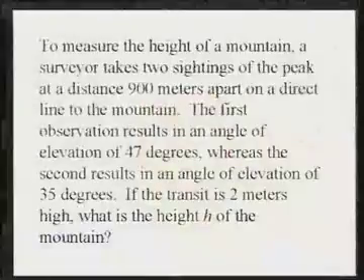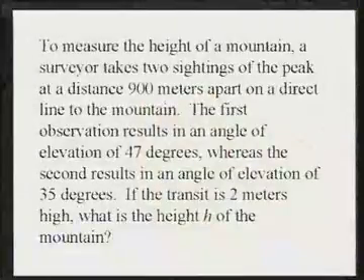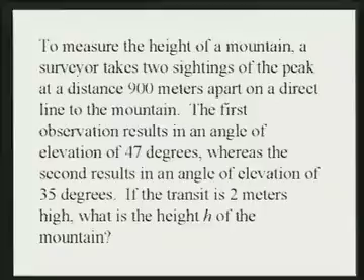There are many applications that involve the law of sines. Let's look at one right now. To measure the height of a mountain, a surveyor takes two sightings of the peak at a distance 900 meters apart on a direct line to the mountain. The first observation results in an angle of elevation of 47 degrees, whereas the second results in an angle of elevation of 35 degrees. If the transit is 2 meters high, what is the height h of the mountain?